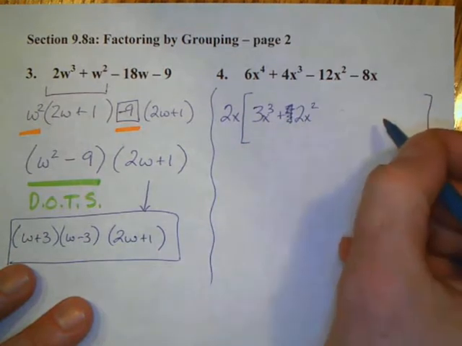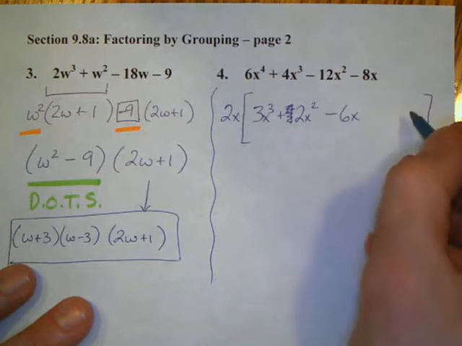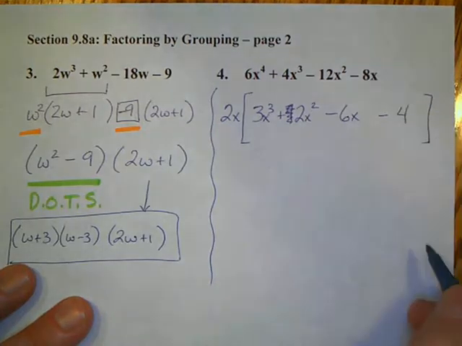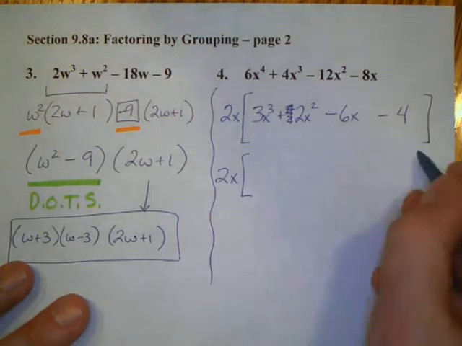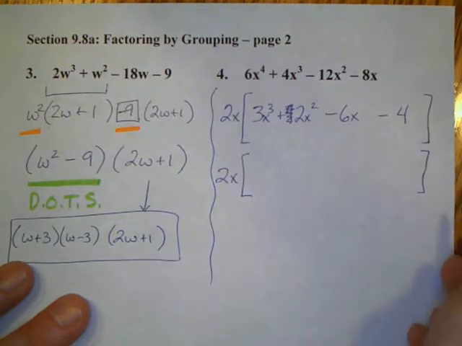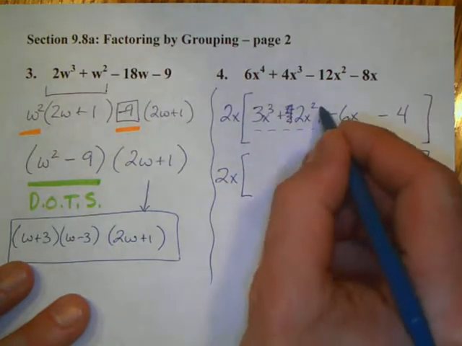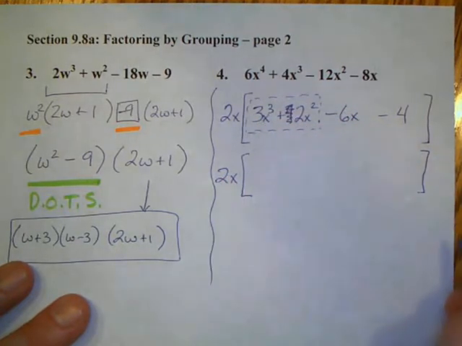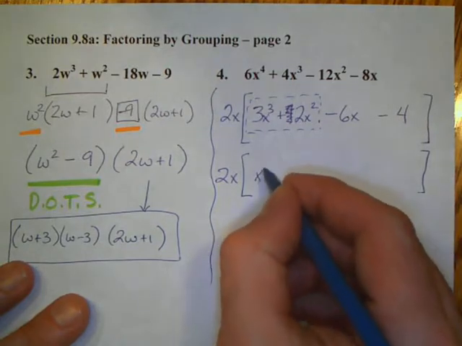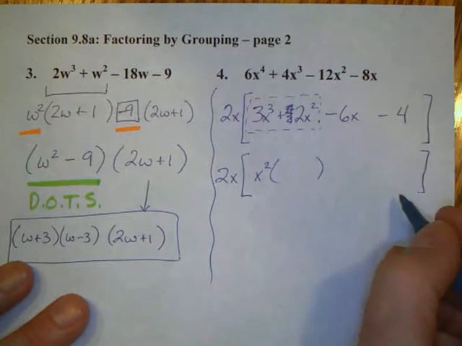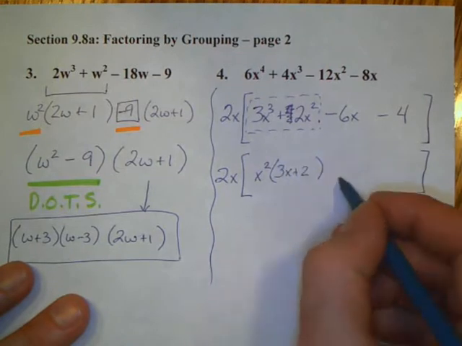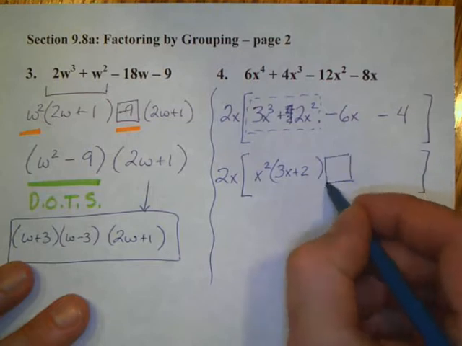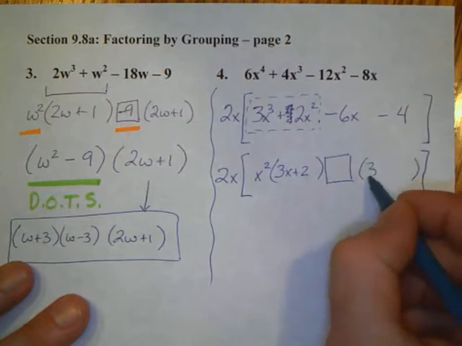plus 4x squared, not 4x squared, 2x squared, minus 6x minus 4. I now look at my inside part. Once again, I'm going to write down the 2x out front as we start our problem. Let's focus on these inner two parts, these first two terms. Between 3x cubed and 2x squared, our GCF now is just an x squared. What's left on the inside is 3x plus 2.